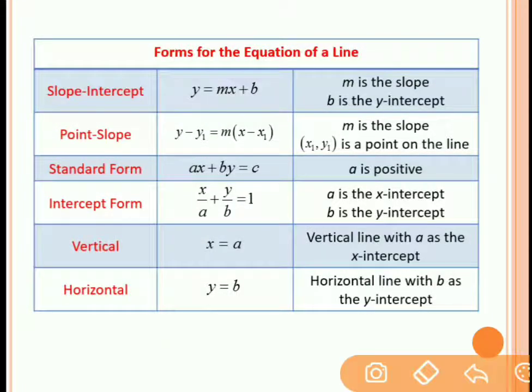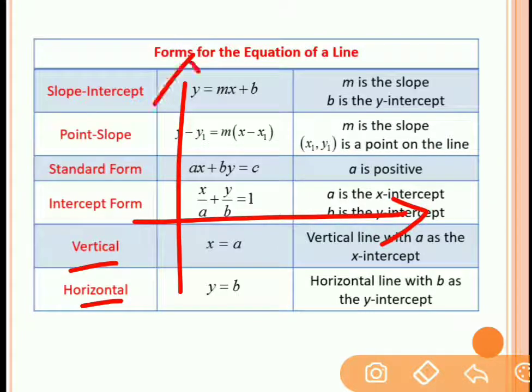When the line is vertical, it can be written as x is equal to a, where a is considered as the x-intercept, and when the line is horizontal, then it can be written as y is equal to b, with b as the y-intercept. To understand the last two points, consider the Cartesian coordinate system xy.